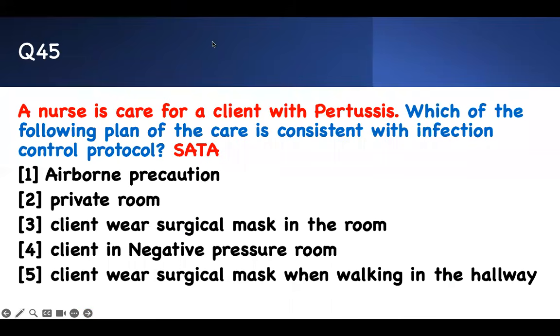Next question. Select or apply, right? Pick those you're confident. And next is caring for a client with what? Pertussis. What do you think? Which of the following plan of care is consistent with the infection control shown below? What do you think?